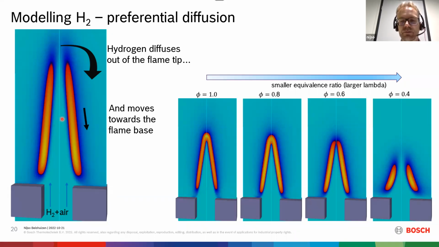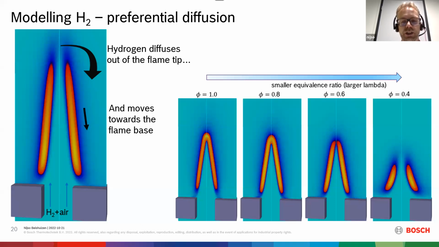But in hydrogen flames, hydrogen diffuses out of the flame region with positive curvature towards regions of negative curvature, so towards the flame base. This means that the flame tip will locally have a leaner mixture, and the flame base will locally have a richer mixture. Premixed hydrogen flames therefore often have these open flame tips. This behavior influences, of course, the burner temperatures and also emissions.